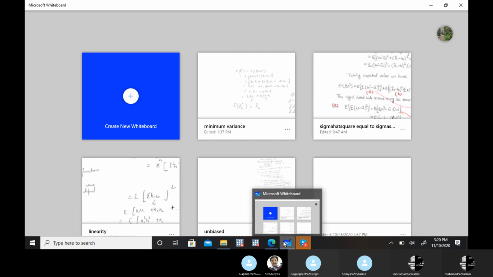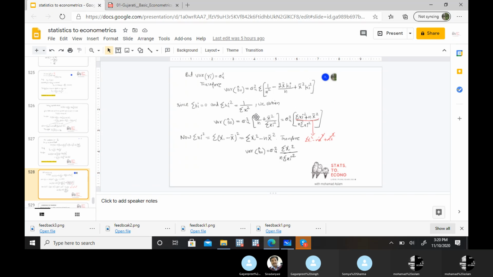Any doubts so far? I understand these steps you have to practice. There might be many doubts, but whenever you have a doubt, you can ask me on Skype anytime. In any step, just take a snapshot and put it on Skype with a question mark, saying I'm facing this problem in this particular step. Or if you're not facing any, then it's okay.